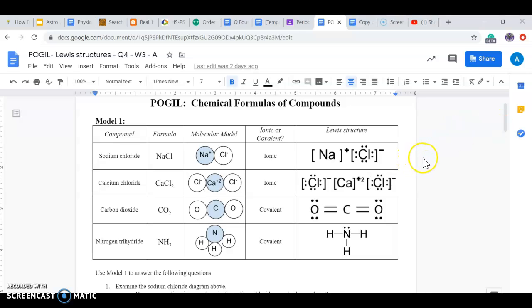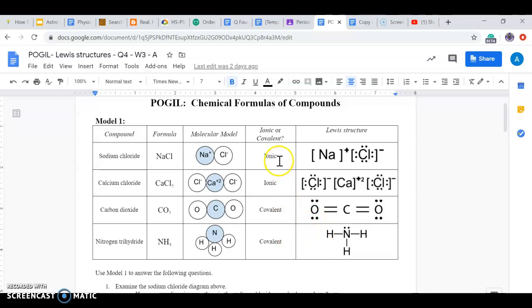We talked about a lot of what's in this model during our third quarter, and I wanted to review that before we get started. So we know what an ion is, right? And we know that of the types of bonds, there's ionic bonds and there's covalent bonds. We also talked about metallic bonds. That's not part of this assignment.